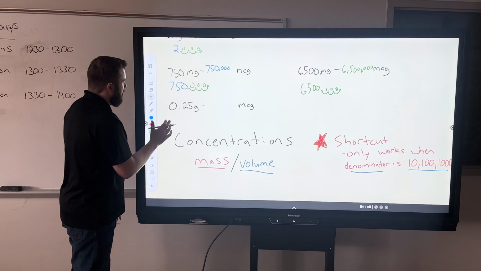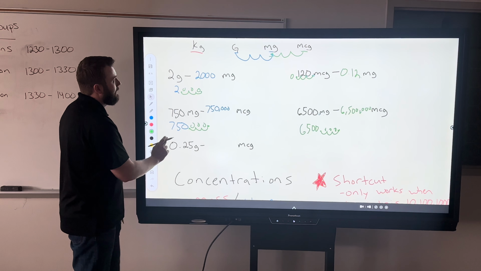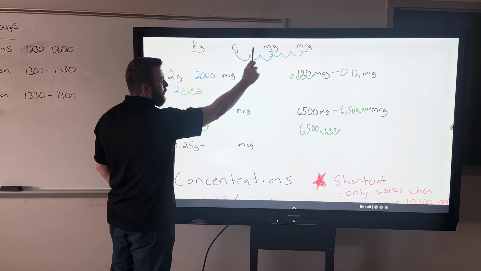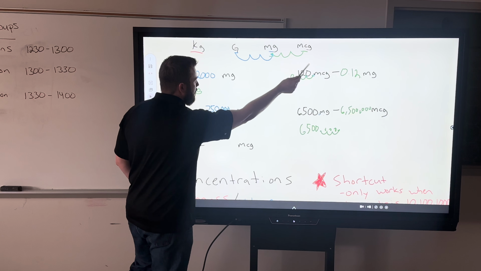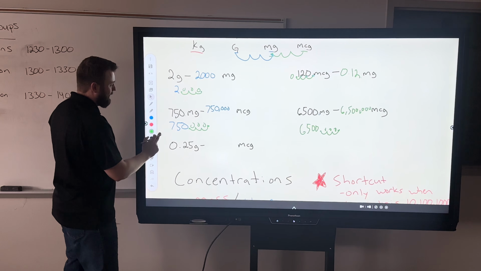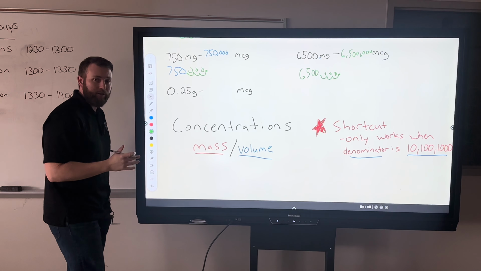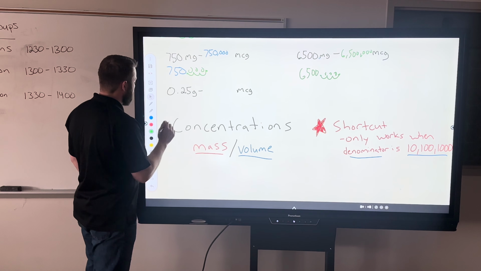And then the last one that I'm going to show you is I need to go from grams to micrograms. Well, when I look at this, I know that it's 3 places to the left to go to milligrams and another 3 places to go to micrograms. So I'm going to need to move my decimal place a total of 6 places to the right to do this unit conversion.